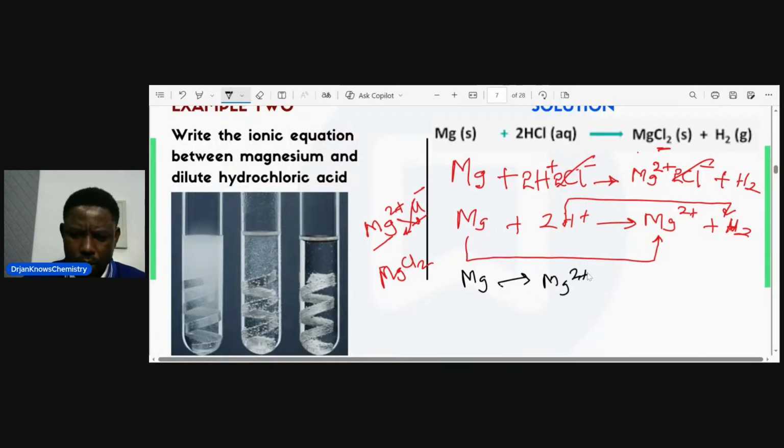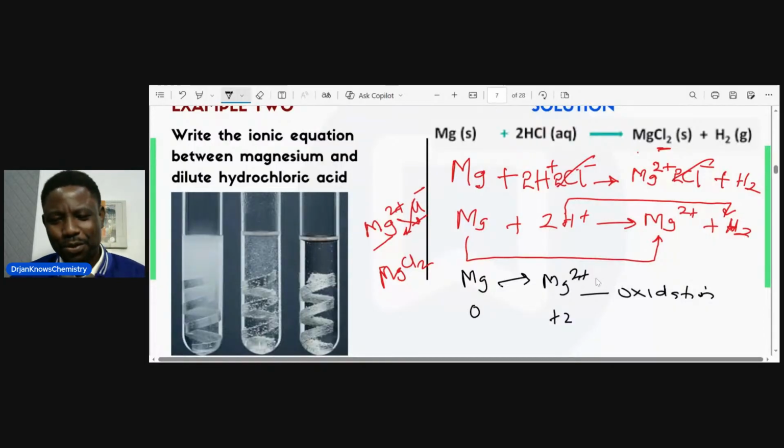What does that tell you? It shows that magnesium again has moved from a zero oxidation state to plus 2. It has increased in oxidation state. This is also an oxidation half equation. This is an oxidation because the oxidation number of magnesium has increased from 0 to 2. Anytime there is an increase in oxidation state, that shows oxidation. When the oxidation number reduces, that is reduction. Of course, if you have found out that one half is oxidation, the second half will be reduction.